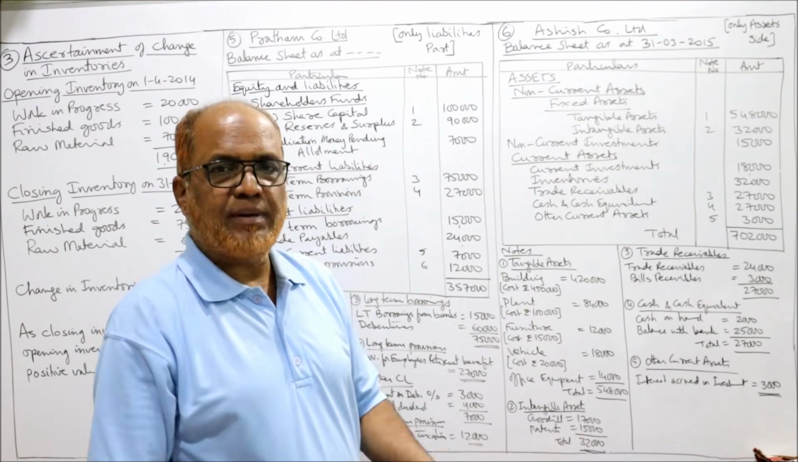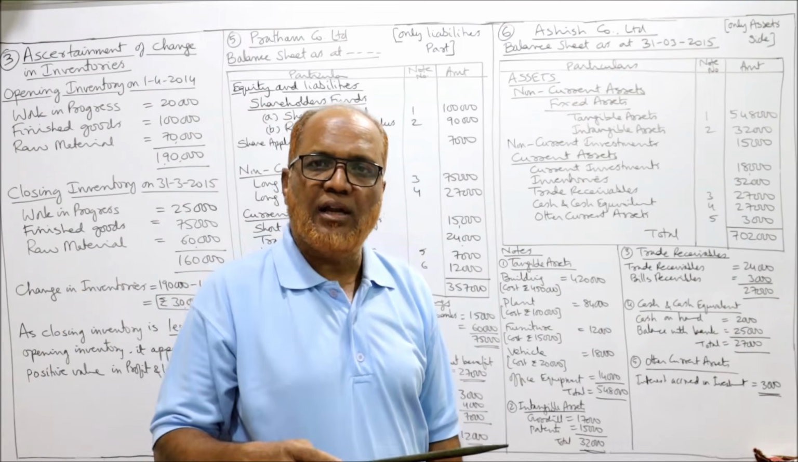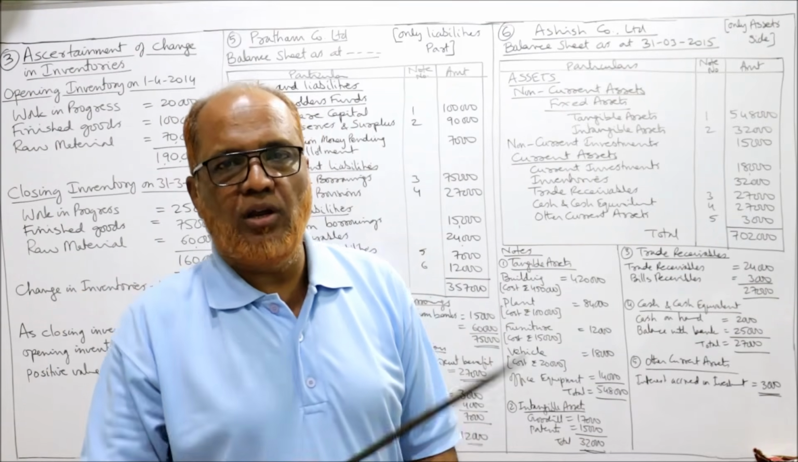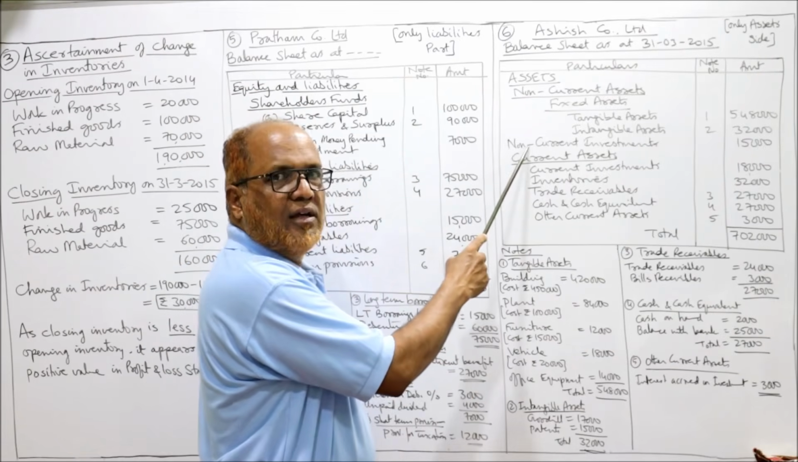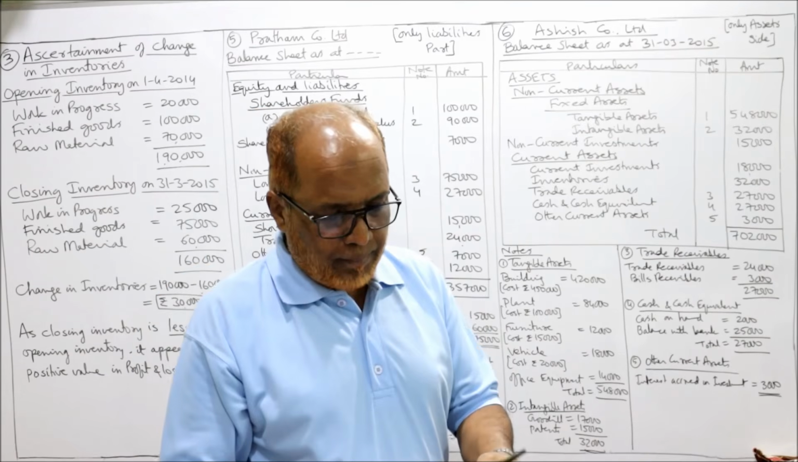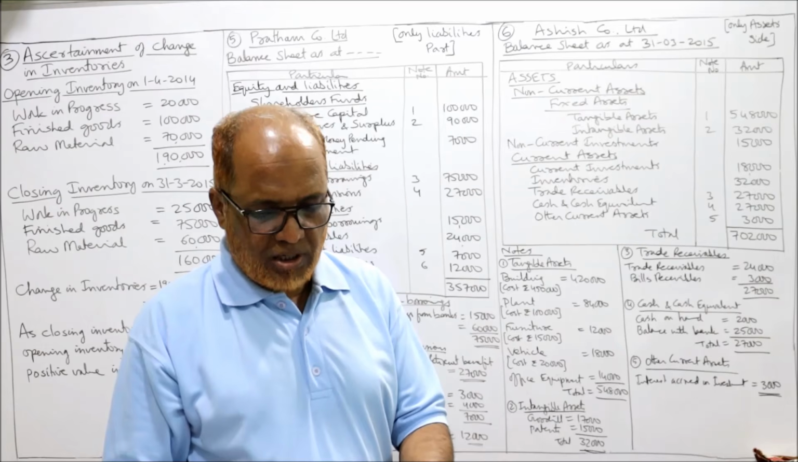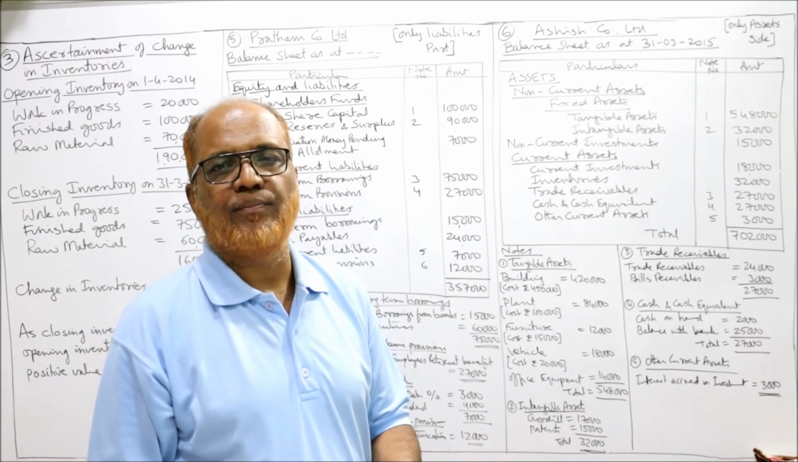Then we have investments, current. The 2 types of investments are non-current investments and current investments. Non-current investments we have already taken here. Now current investments we will take under current assets. Then building: cost 4,50,000, depreciation written off 30,000, written down value 4,20,000.